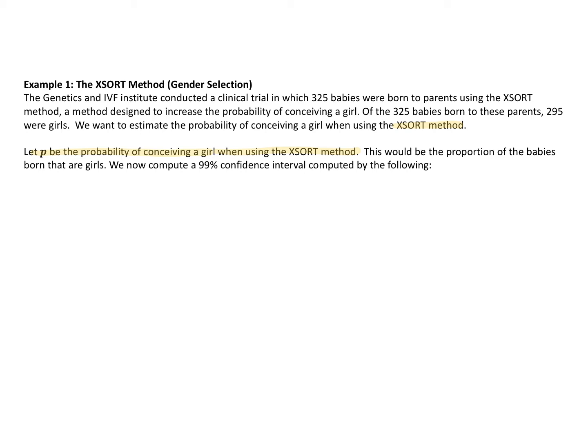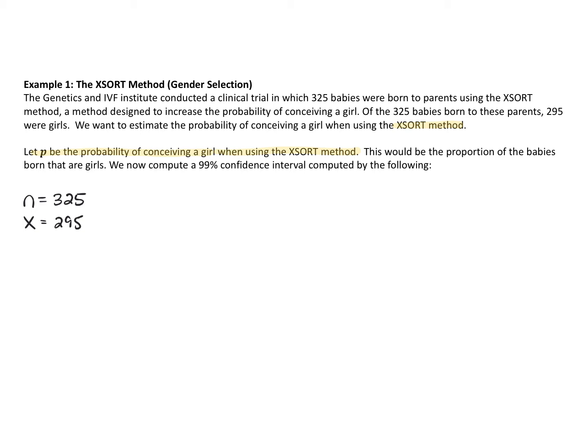So to estimate for P, we'll take a look at a sample, and that sample comes from a clinical trial done by this institution. So this IVF Institute does a clinical trial where out of 325 babies who were born to parents using the XORT method, I'm going to start writing down all the information as I'm reading it. So here, because this is a sample, a clinical trial, 325 is our sample size. And then X here represents the random variable for births that are girls. And here in this clinical trial, we're told that 295 births are girl births.